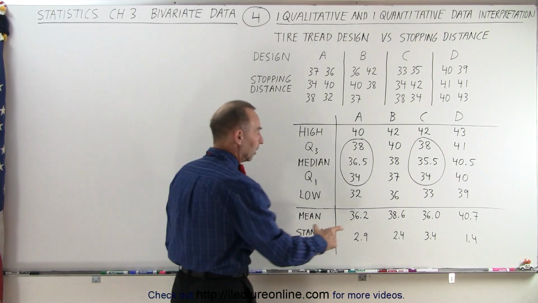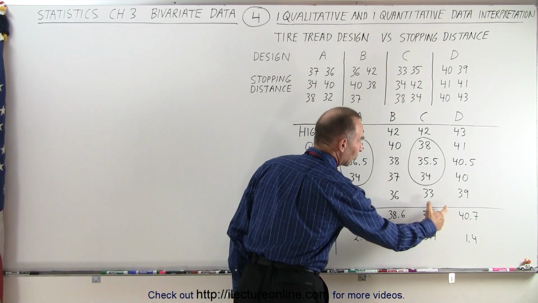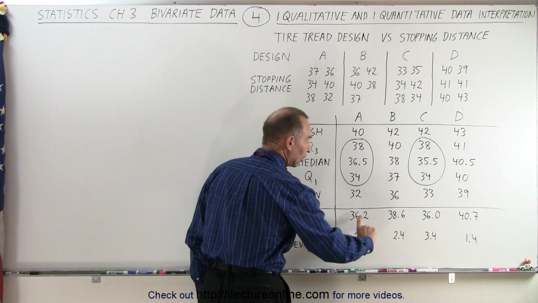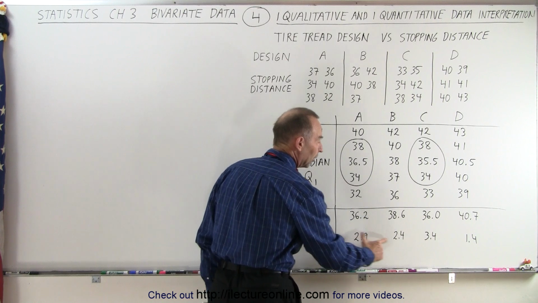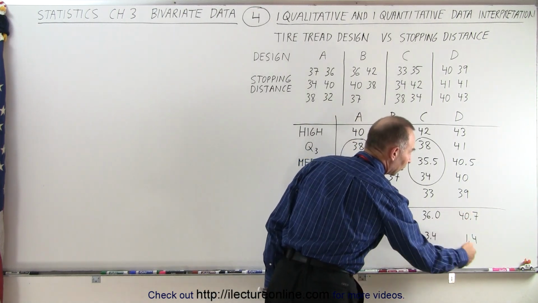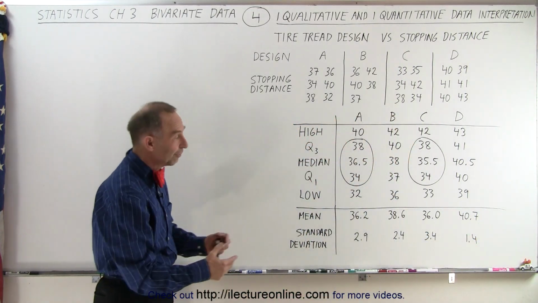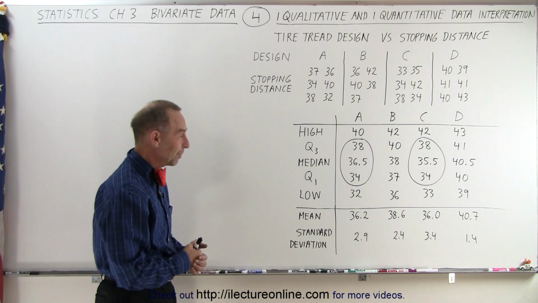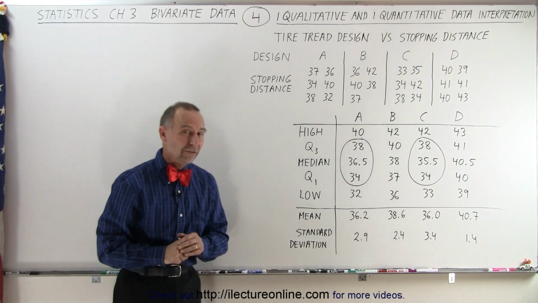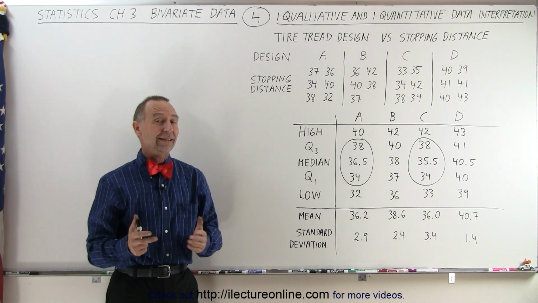So overall, almost the best performance for A, a little bit better for C as far as the average is concerned, but the standard deviation shows that you're much closer together in the data for tire A versus tire C. Tire D has a very consistent performance, but unfortunately, the consistency is not that good of a number. 40.7 is the largest stopping distance of all the tires. So you can see, you can tell a lot by looking at the various data points when you line them up in specific ways in tables, and that is how it's done.